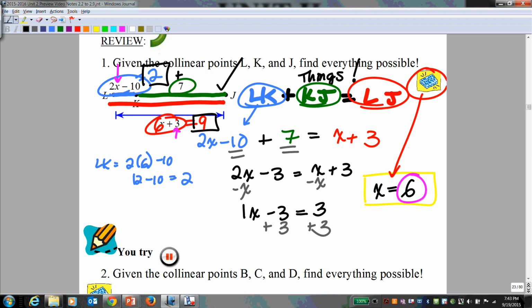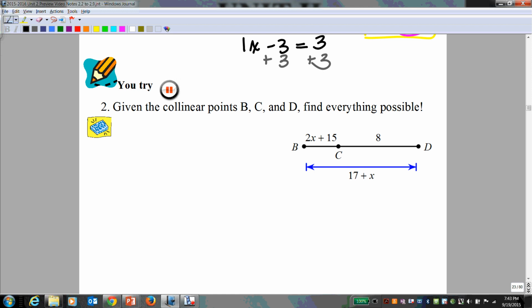So there's an example of how I want this done. Now this one, you do on your own. Pause. Welcome back. Again, if you were smart, you talked about things before you got into the algebra. So B to C plus C to D equals B to D. And notice if you color code it, it also helps a lot.